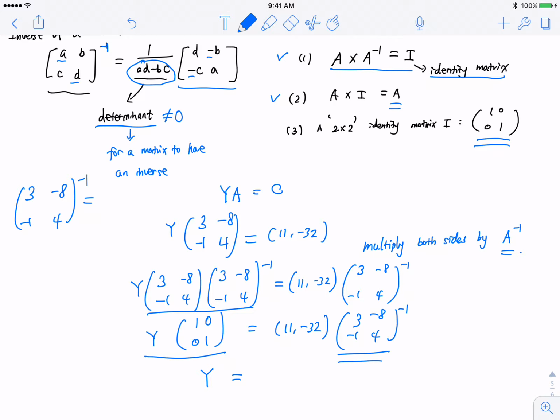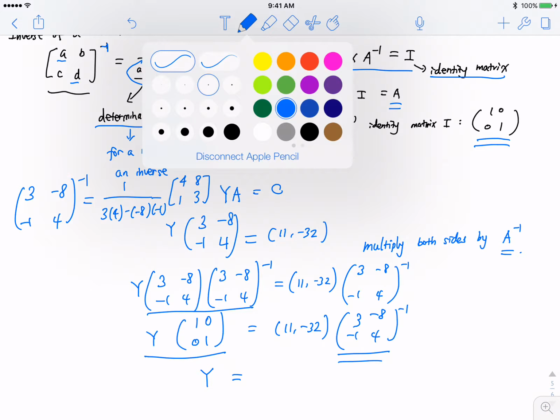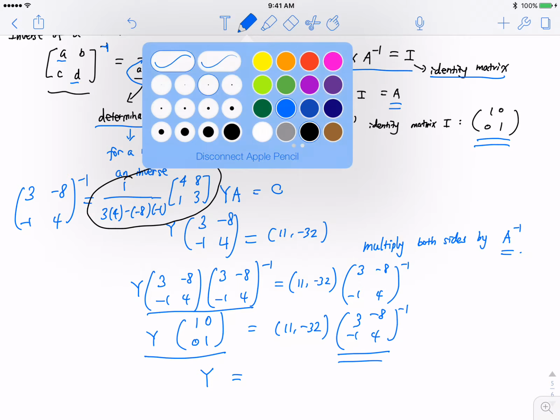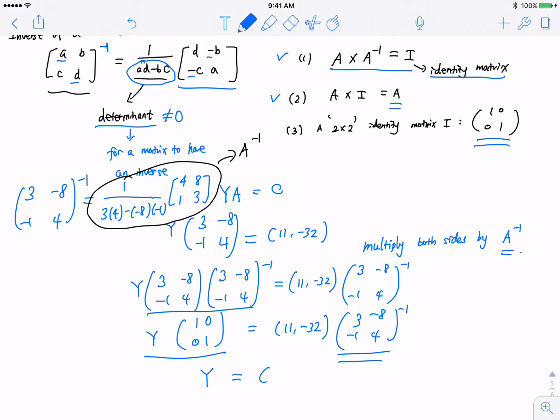So I will just apply the formula. A is 3, D is 4, B is negative 8, C is negative 1. So I will swap the position of A and D and add a negative sign in front of B and C. So this is the inverse of matrix A. Okay, let's plug this into our answer here.